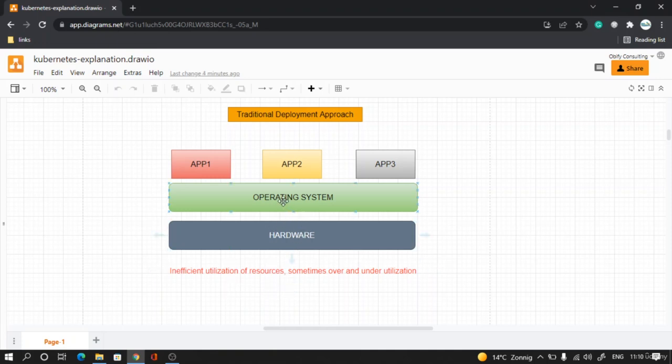So these resources that we had on our hardware, like RAM and the CPU, were not utilized optimally. Sometimes this utilization went up, sometimes went down. Let's say this application was consuming too much CPU and memory, so there was a shortage for this application or maybe this one. So this was an inefficient way of sharing the whole resources that were available. So that was the disadvantage of traditional application deployment.